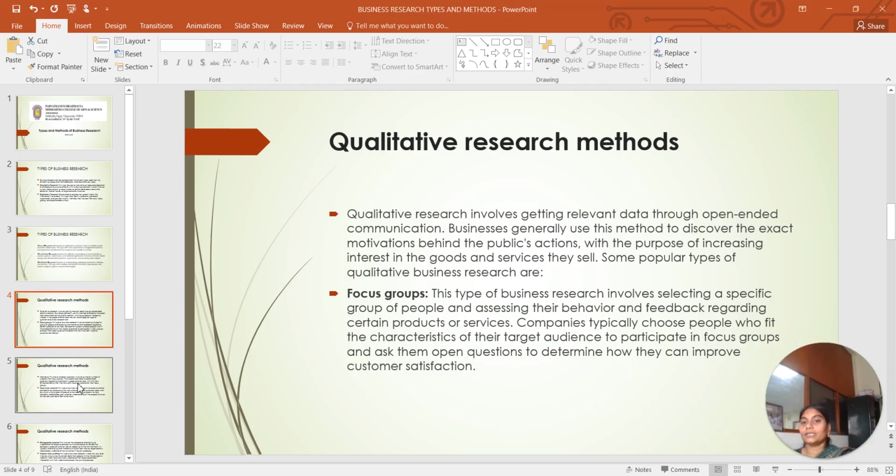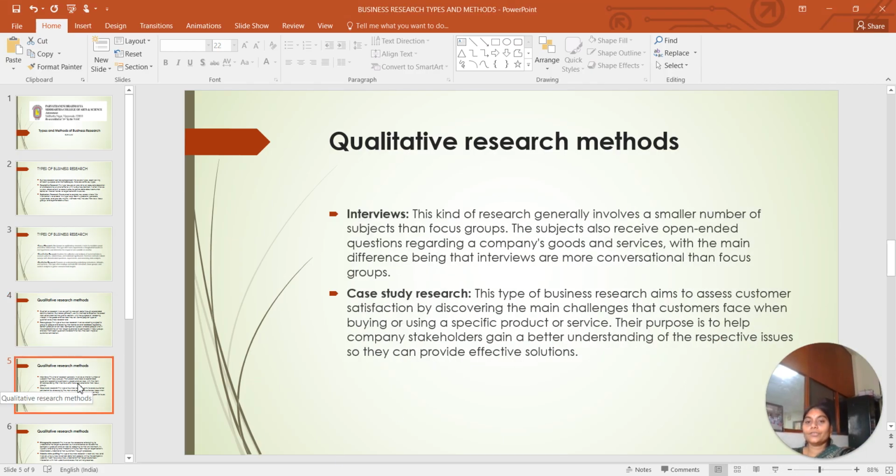And the next one is interviews. This kind of research generally involves a smaller number of subjects than focus groups. The subjects also receive open-ended questions regarding a company's goods and services, with the main difference being that interviews are more conversational than focus groups.